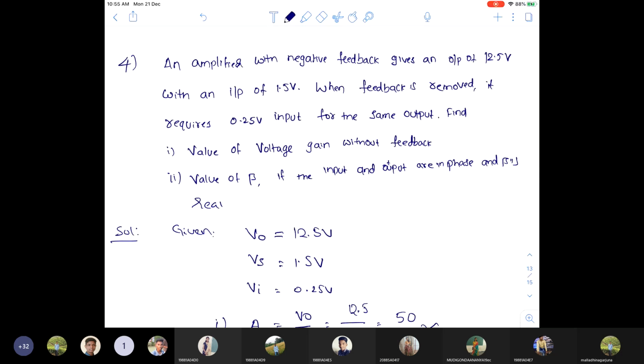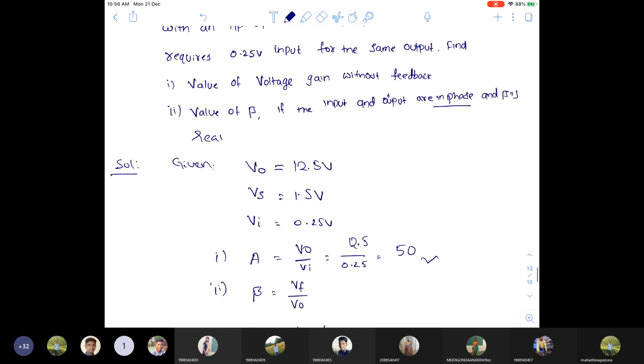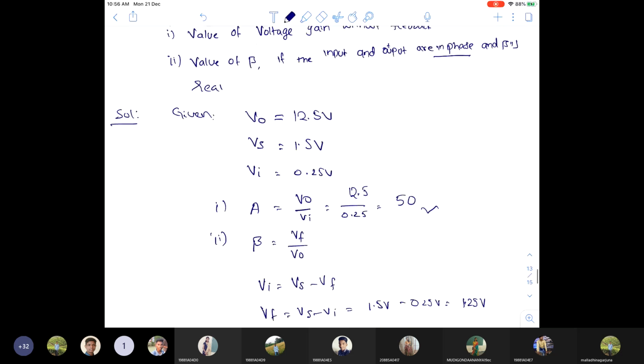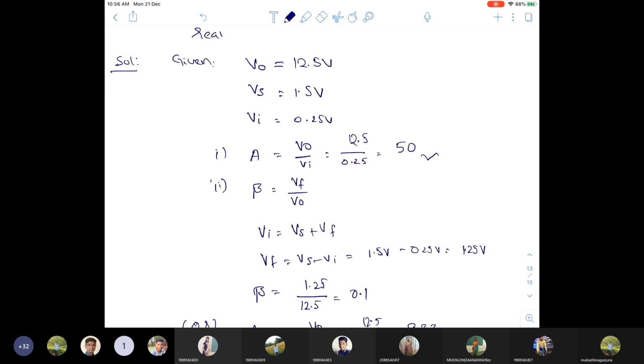Okay. Then yes, good point. Yeah, fine. So suppose if it is in phase, that is a good observation actually. Okay, in phase. So yes, you're right. So Vi equal to Vs plus Vf, and this becomes Vf is equal to, what does this become?